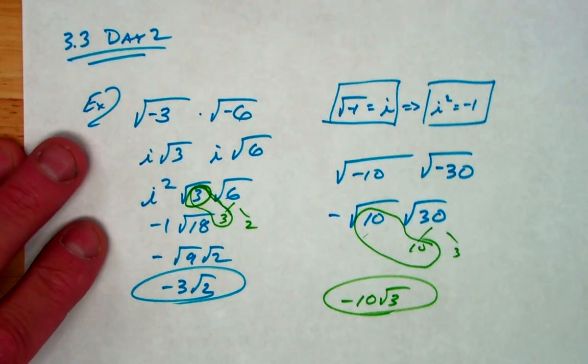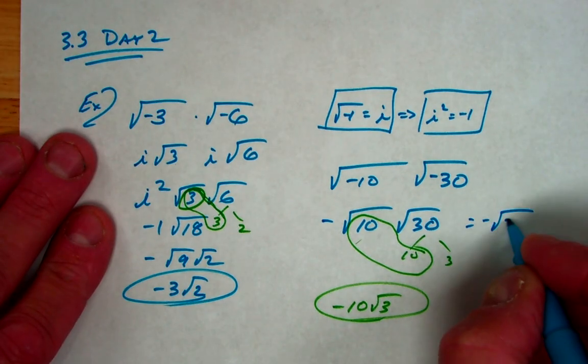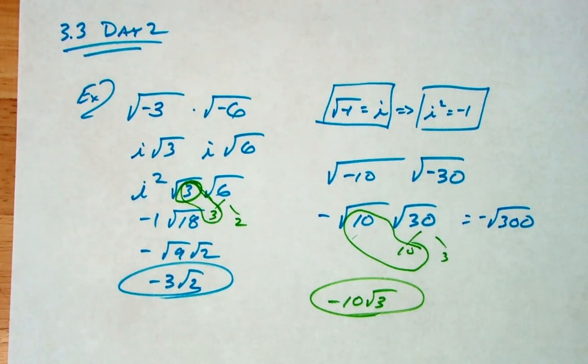I could do that. If you don't like that, here's what you do. Negative square root of 300. What perfect square goes into 300? It's kind of big. 100. 100 is a perfect square.